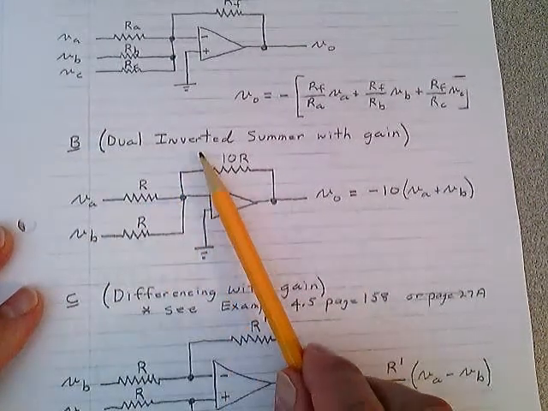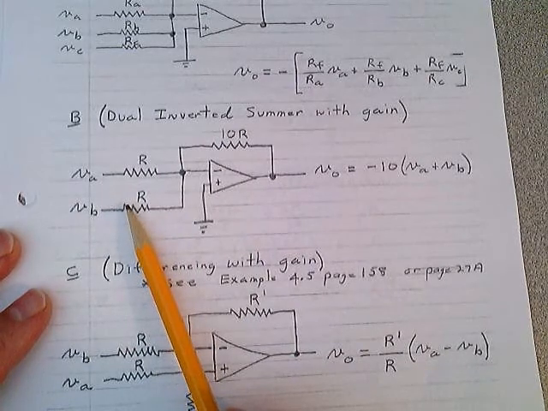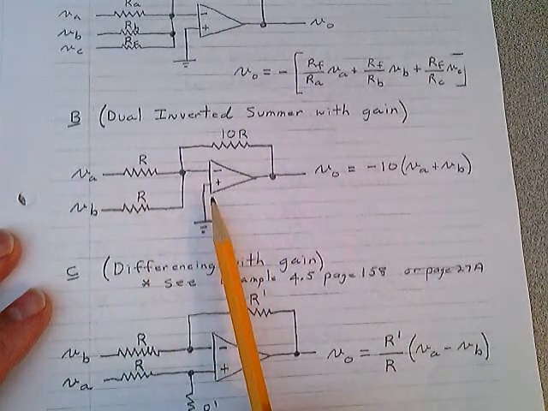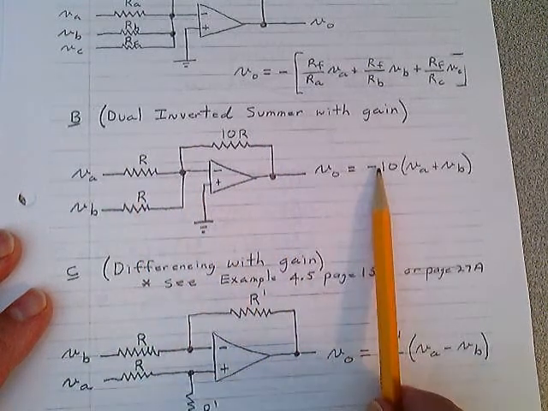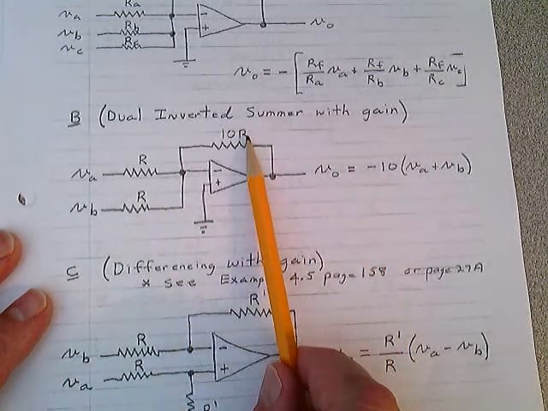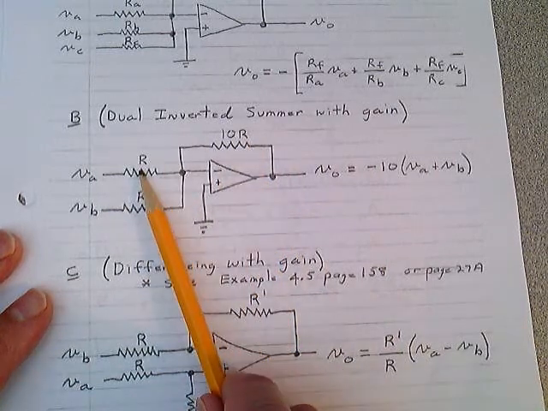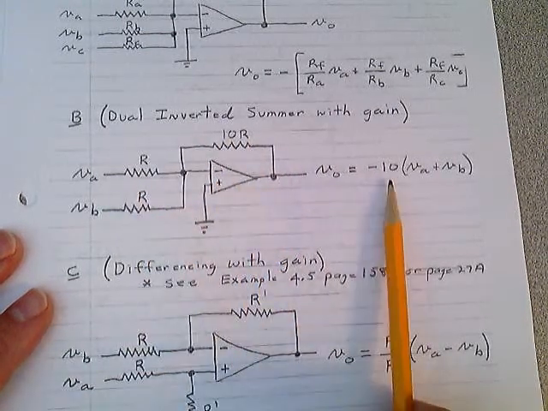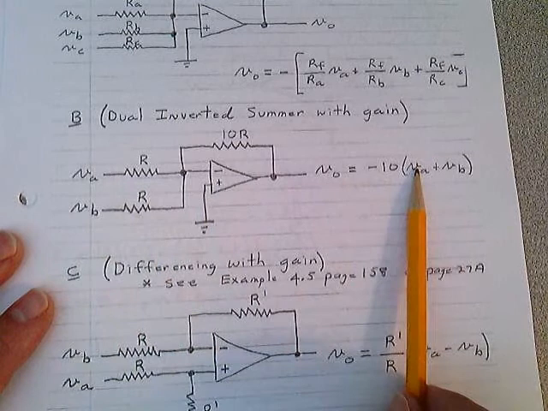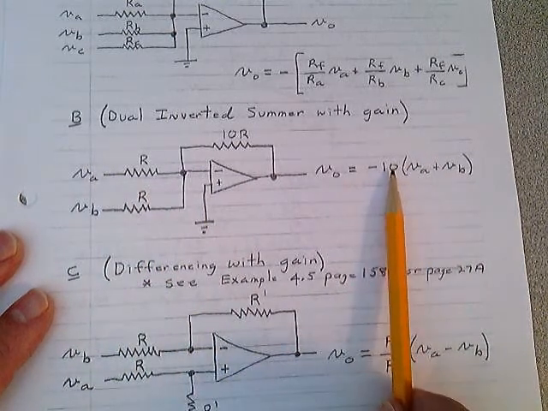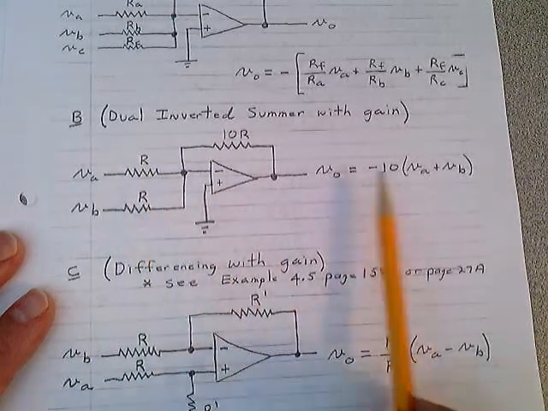A dual inverted summer with gain. If you take a look here, they're showing you a configuration that will give you a dual summer with gain. They give you a value of resistance R, and they keep this resistance 10 times this value. Notice it's an inverting amplifier circuit. Basically it sums up these voltages, and it gives you a gain of minus 10. This divided by this, or this divided by this, on each one of these.